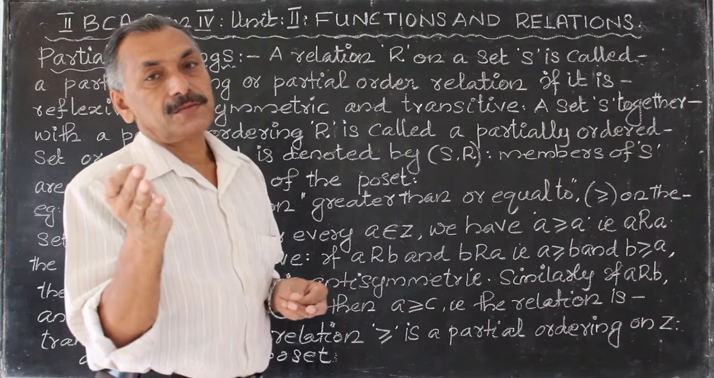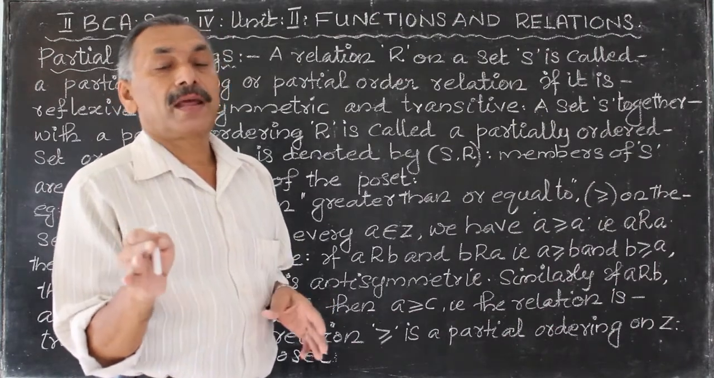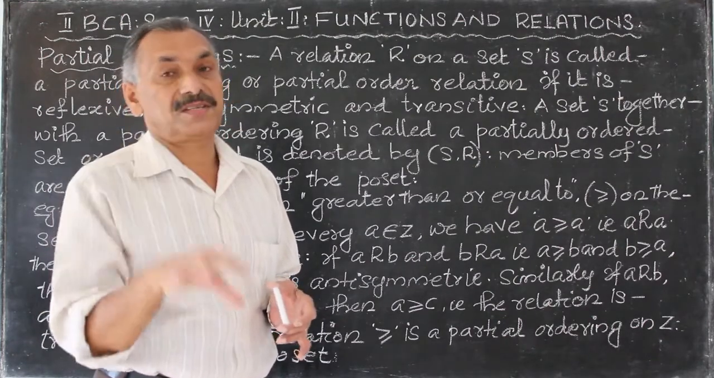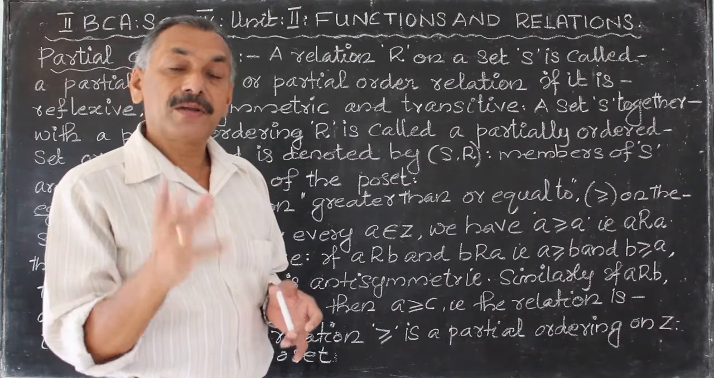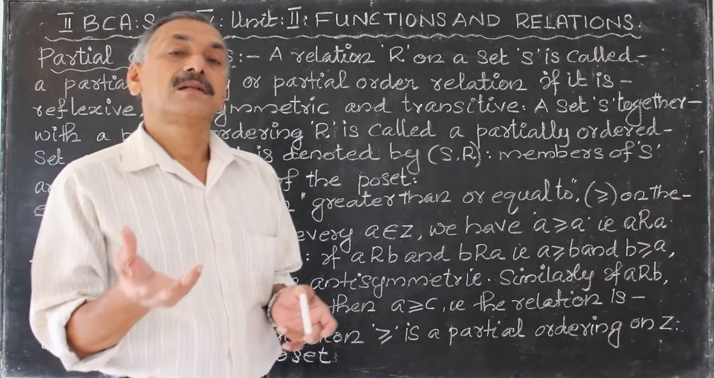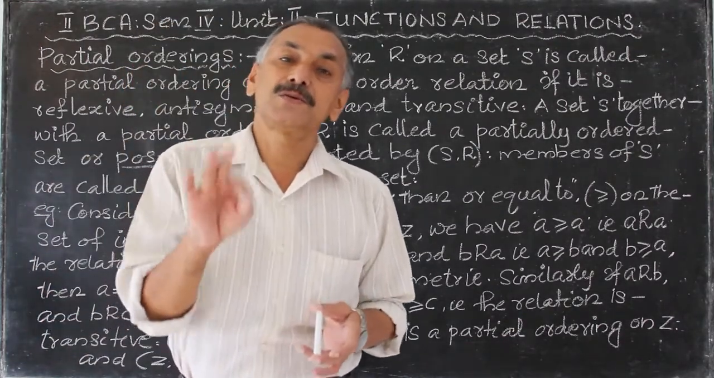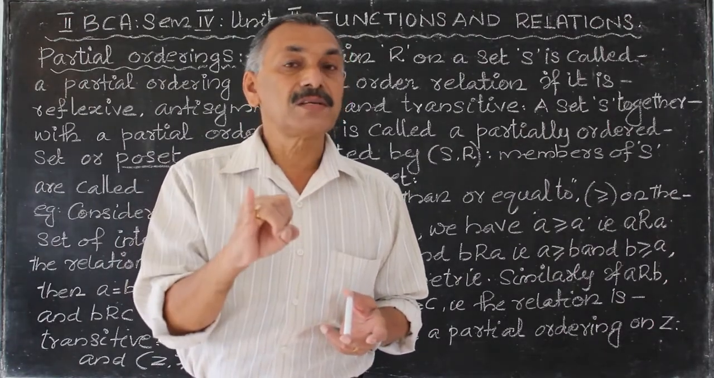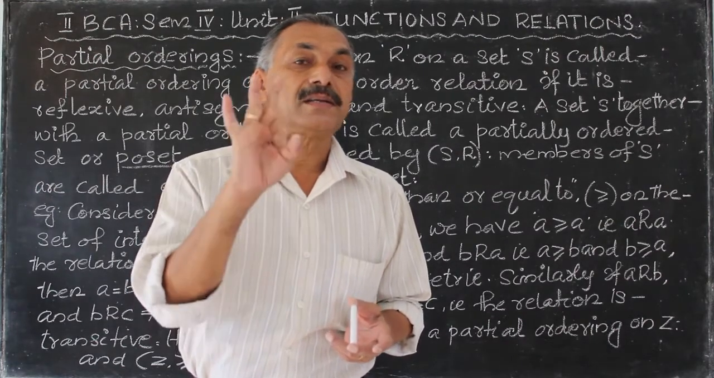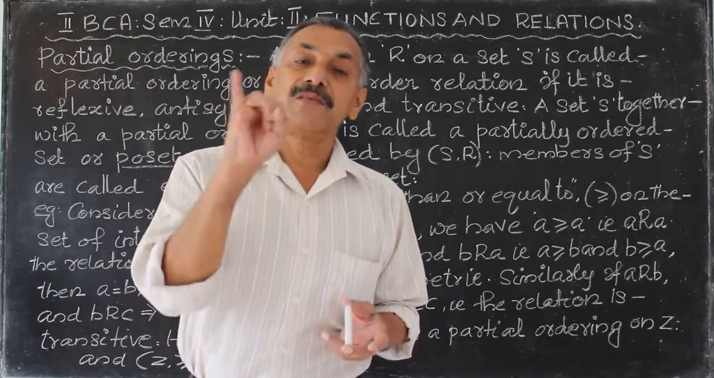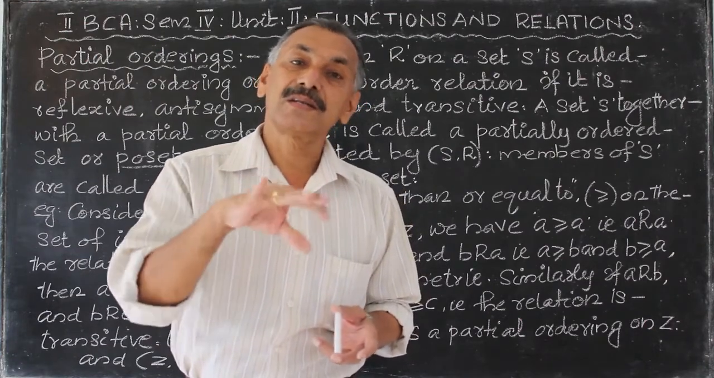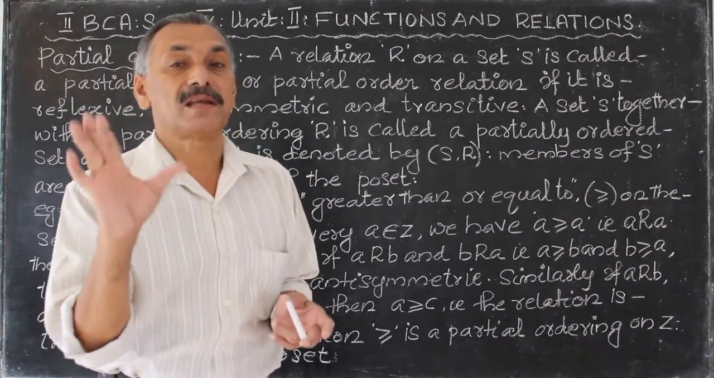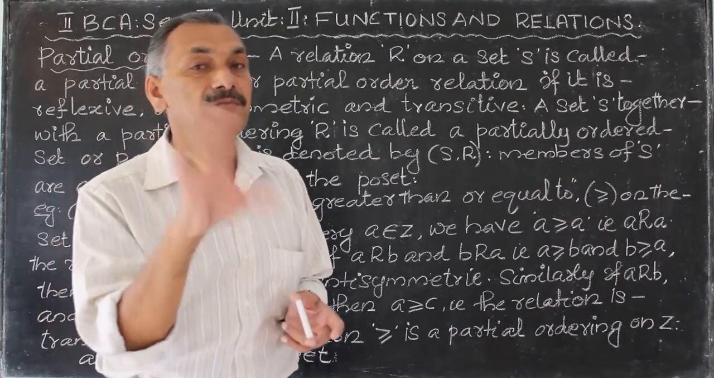In the last class, we have seen equivalence relation, equivalence classes and the partition of a set. What do you mean by equivalence relation? A relation on a set S is said to be an equivalence relation if it is reflexive, symmetric and transitive. Reflexive means every element A in the set S is related to the same element, A related to A. Then the relation is said to be reflexive.